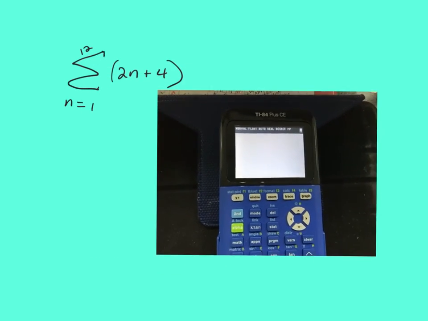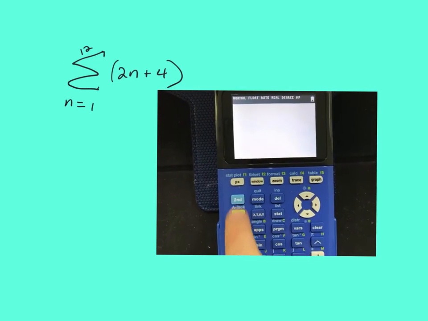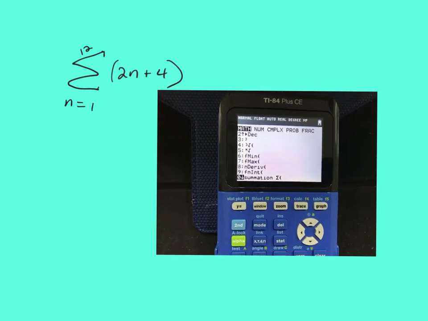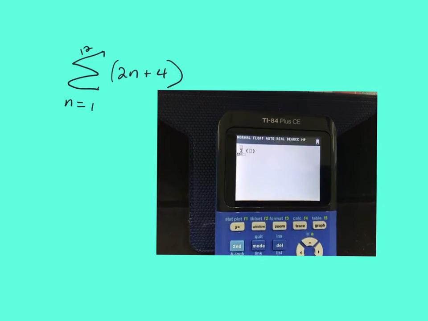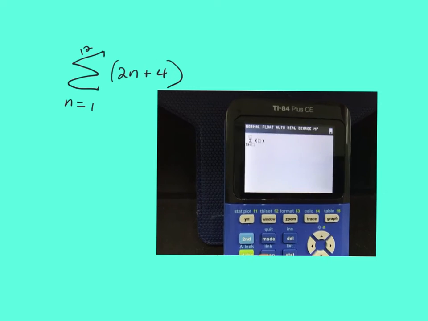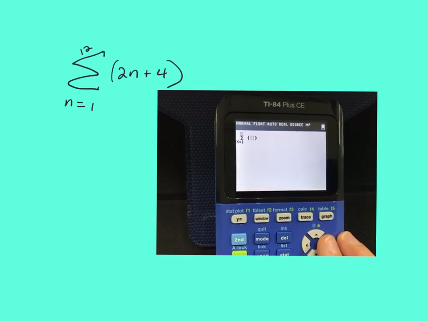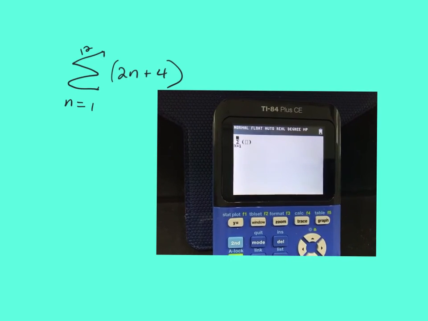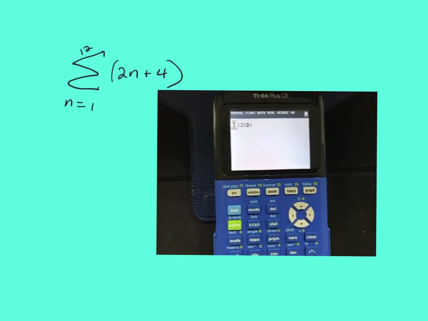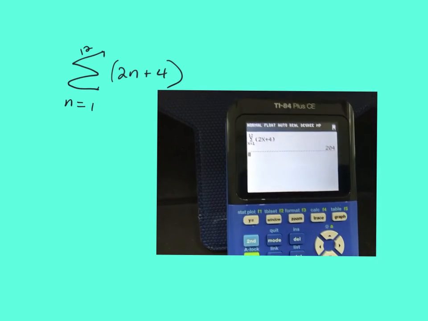So this is the 84 Plus. On this calculator, you have to go to math, and scroll all the way down to 0 where it says summation. You hit enter, and then it pops up like this. The little a is telling you what variable you want to use, and you could just use x. So I'm going to do x equals whatever that first number is, which is 1, arrow over to 12 at the top, arrow over to 2n plus 4, and then hit enter, and there's your summation. So that's 204.